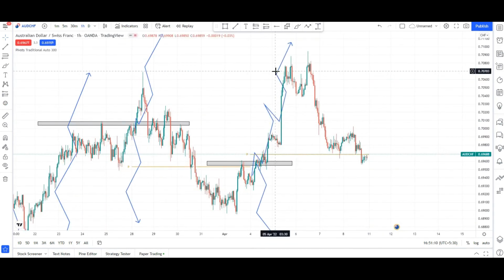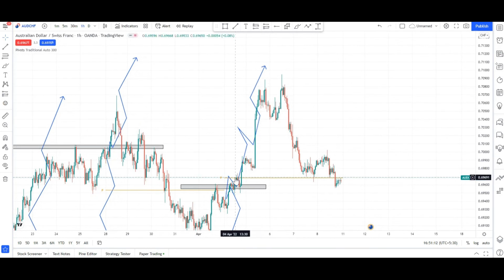Okay guys, AUD versus CHF, you can see that here also it exactly took support. You enter somewhere here, or on this green candle, and your SL will be this green candle. You can see that the first target, second target, third target, fourth target almost reached, but it came downside.